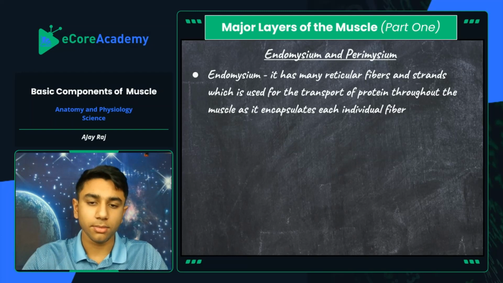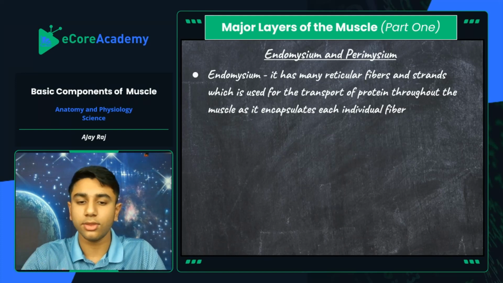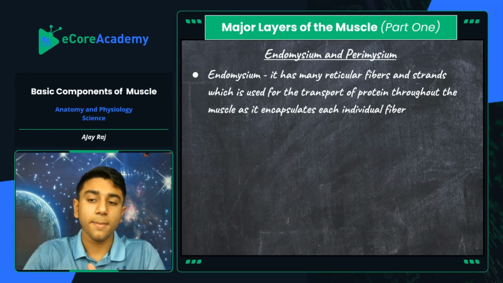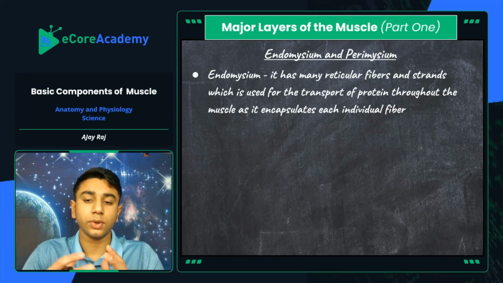So the endomysium. People call it endomysium, I call it endomysium, we'll call it endomysium. It has many reticular fibers and strands, which are used for the transport of protein throughout the muscle as it encapsulates each individual fiber. So this is the first official layer of the muscle, and it essentially encapsulates each and every single fiber, and it surrounds the sarcoplasm. So it's outside of the sarcoplasm, and it helps form that layer that the sarcoplasm does as well. And of course, it helps with the transport of proteins throughout the muscle.